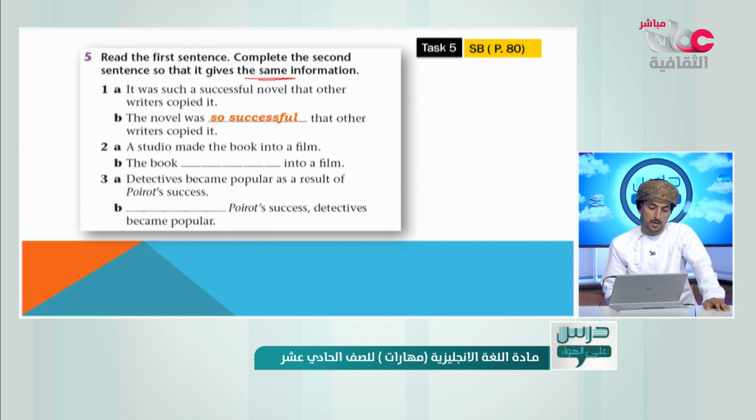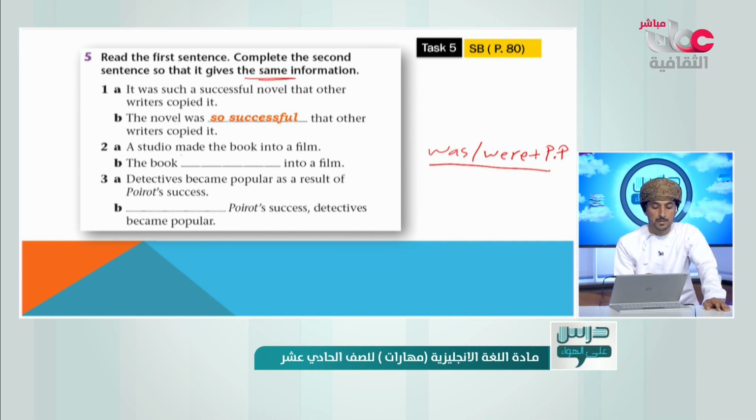Number 2. A studio made the book into a film. The book into a film. Now here we have to use the past passive. Do you remember how to make past passive, dear students? Yes, we use was or were plus past participle.